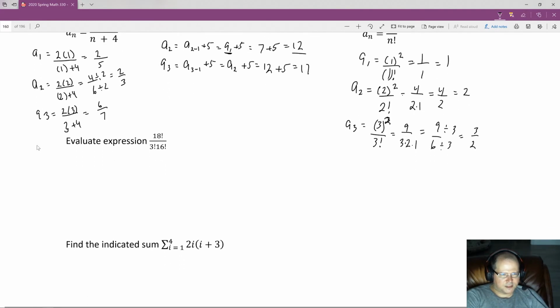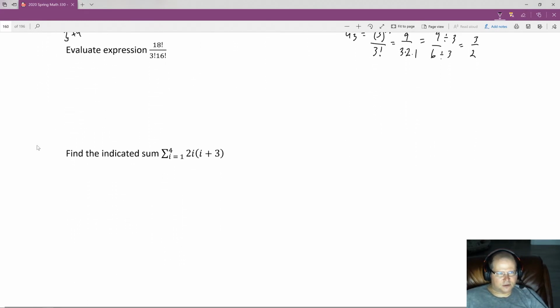We want to evaluate the expression 18 factorial over 3 factorial times 16 factorial. 18 factorial, we are going to write it not as a factorial, but without a factorial until we get to 16 factorial. So 18 factorial is equal to 18 times 17 times 16 factorial. And we're stopping at 16 factorial because we have a 16 factorial in the denominator. And that will allow those 16 factorials to cancel each other out.